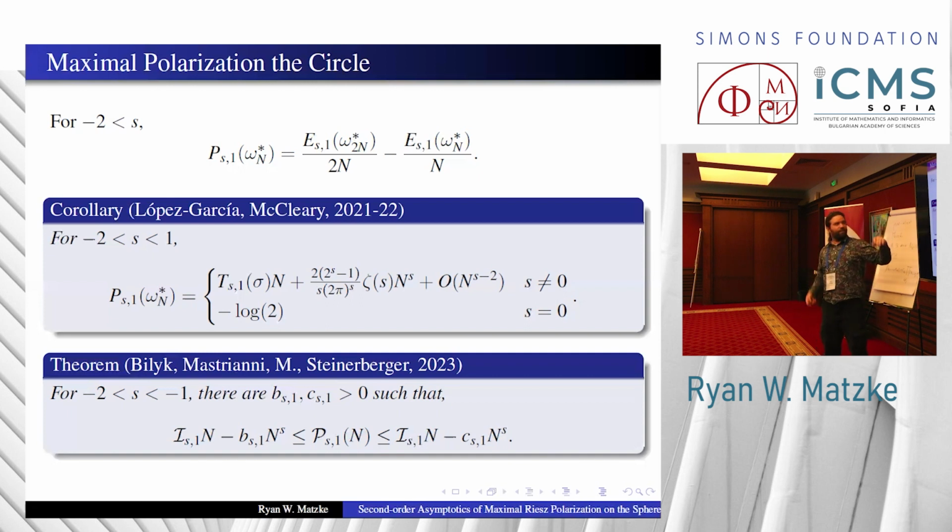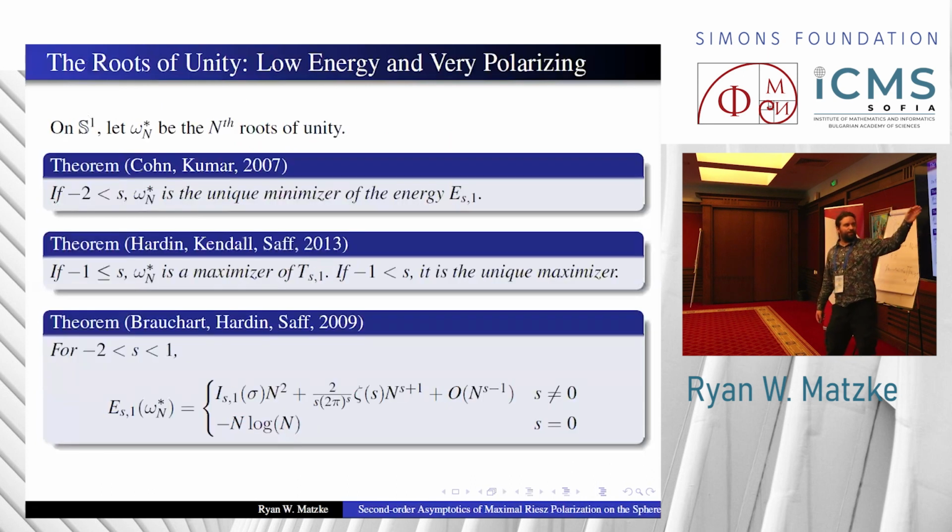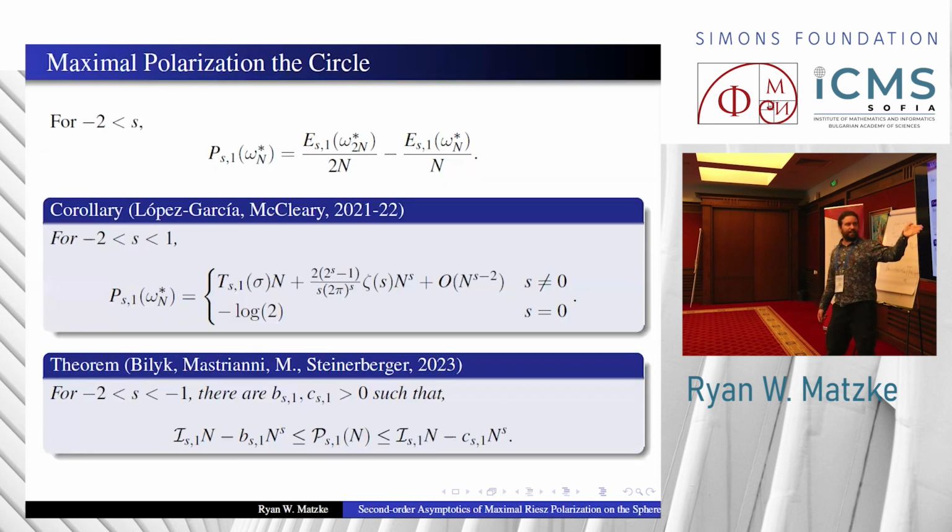From the 2013 result of Hardin, Kendall, and Saff, we know that this is saying exactly, this is a result for when S is between -1 and 1. This is an exact result for the maximal Riesz polarization since the roots of unity are optimal. My collaborators and I were able to use this fact as well as the upper bound I showed earlier for higher dimensions, which also works in this case, to be able to show that there was an upper and lower bound where the second order term was both of order n to the s with a negative coefficient in front, showing that we actually know exactly what the order of the second order asymptotics of maximal Riesz polarization are.